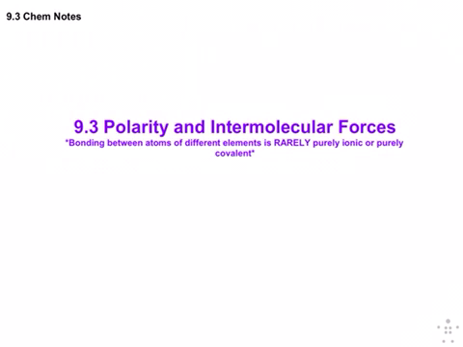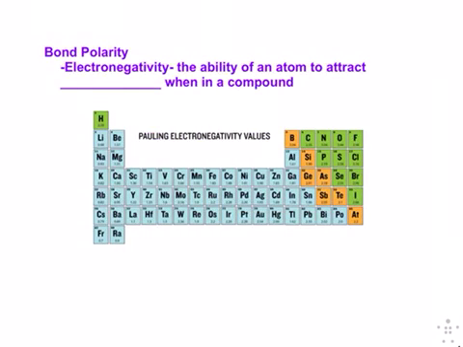So we are going to look at the concept of polarity and other forces that hold atoms together. Bonding between atoms of different elements is rarely purely ionic or purely covalent. This is where it's not black or white, it's more gray area stuff. Bond polarity deals with the electronegativity of atoms. And remember that electronegativity is the ability of an atom to attract electrons when it is in a compound.